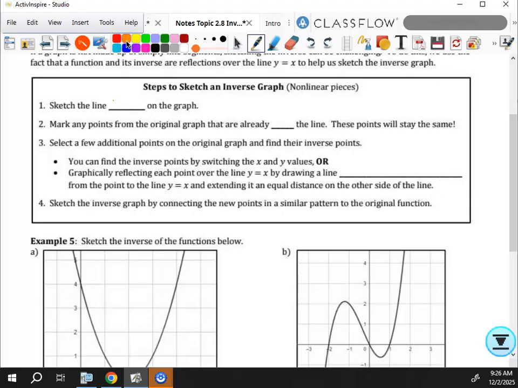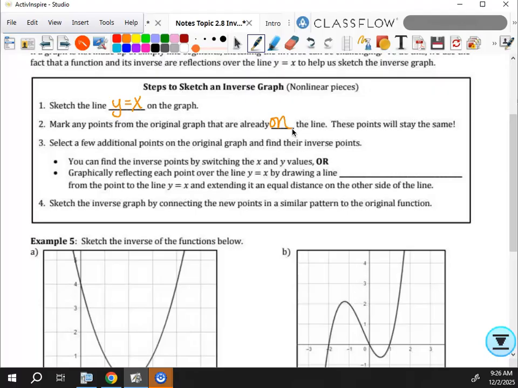So we sketch the line y equals x on the graph, because that's our line of reflection. You mark any points from the original graph that are already on the line. Because if they're on the line, they stay on the line. They're just stuck to it, and you just think about it kind of like spinning around the line. These points stay the same.